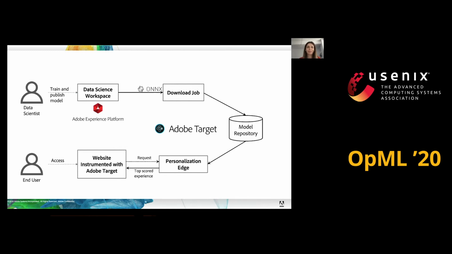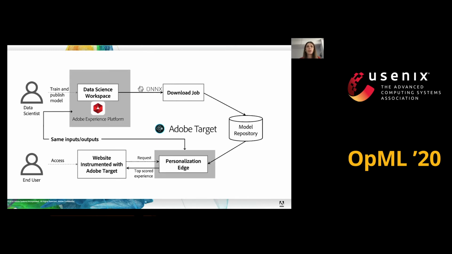Coming back to our big picture, we have managed to get the model in the edge and understand what we should do with it. Now, moving forward, the model should expect the same inputs and give the same outputs both in the data science workspace and in the edge. This is pretty tricky considering that we have multiple frameworks in which the models are trained and multiple tools that convert the model to ONNX.